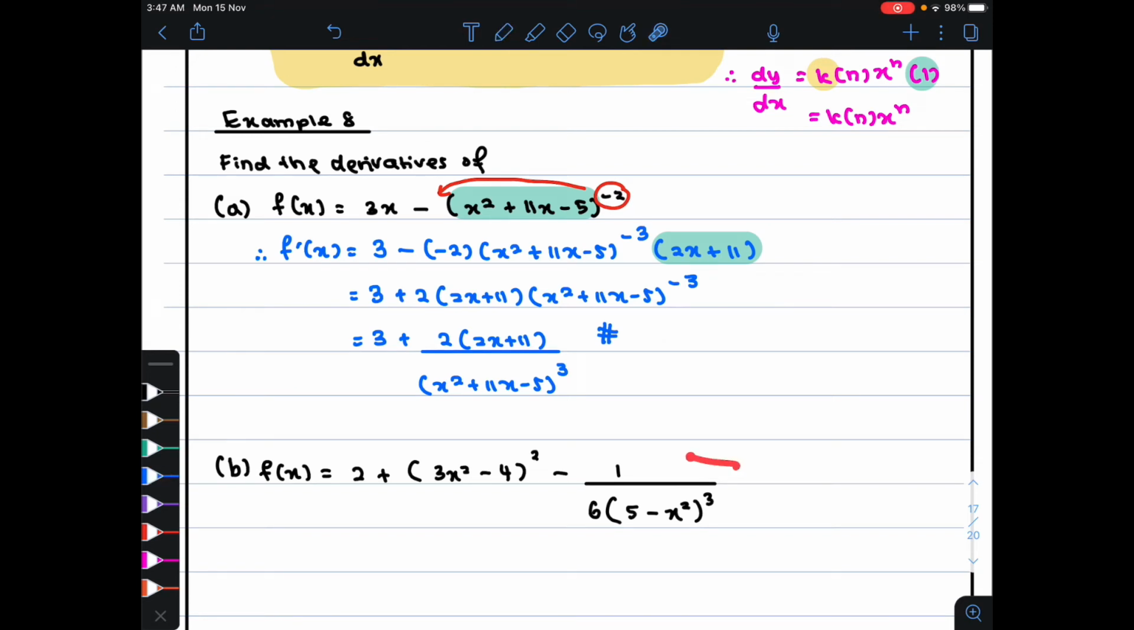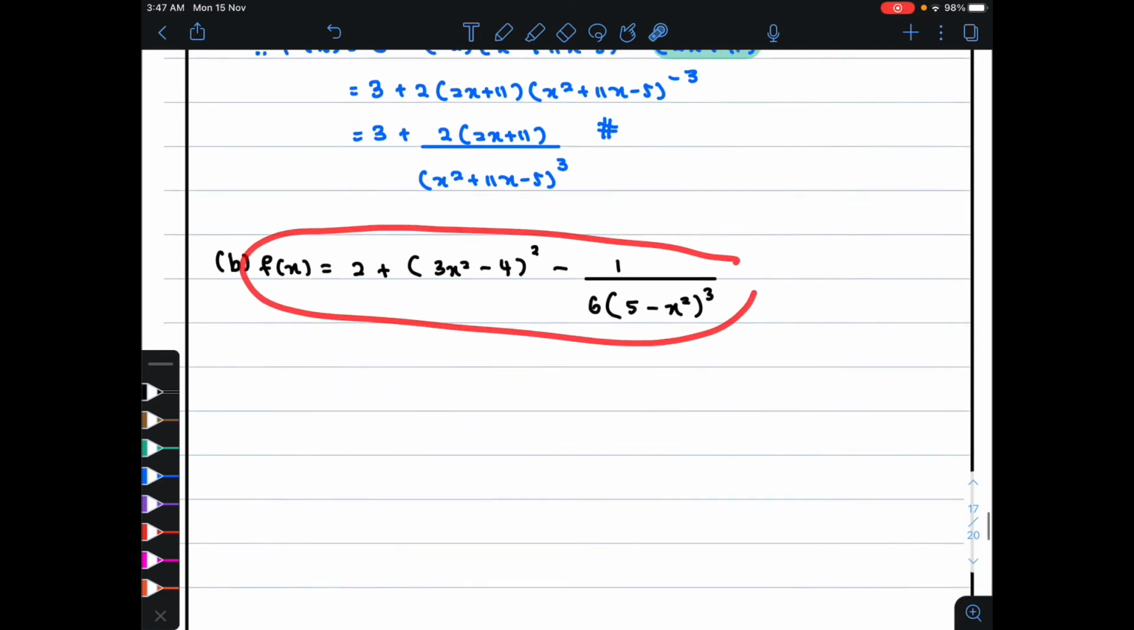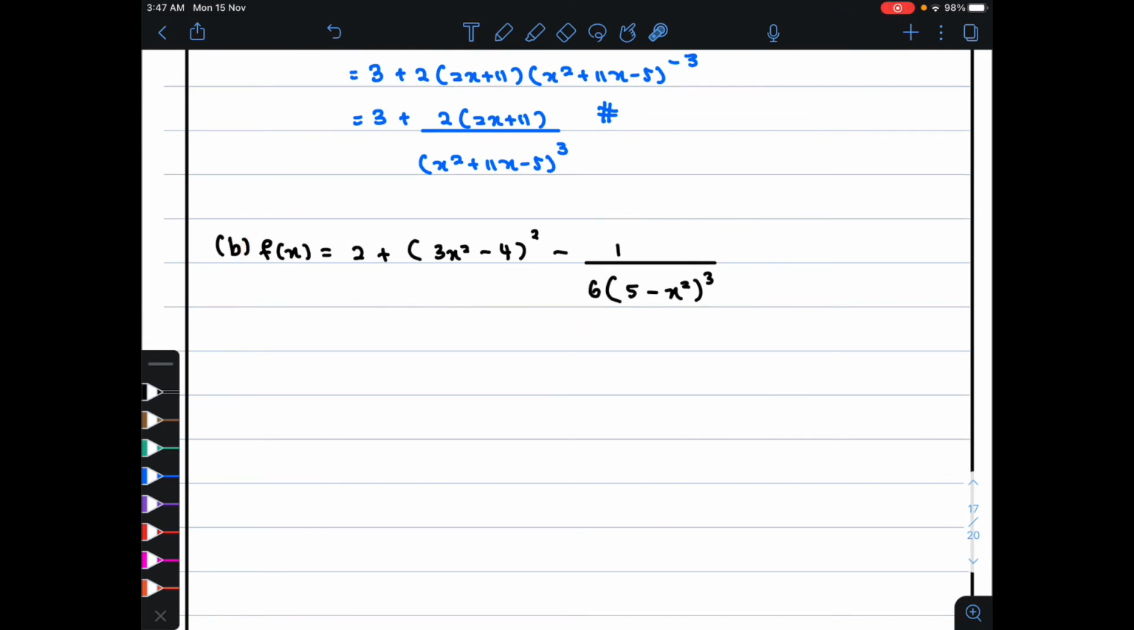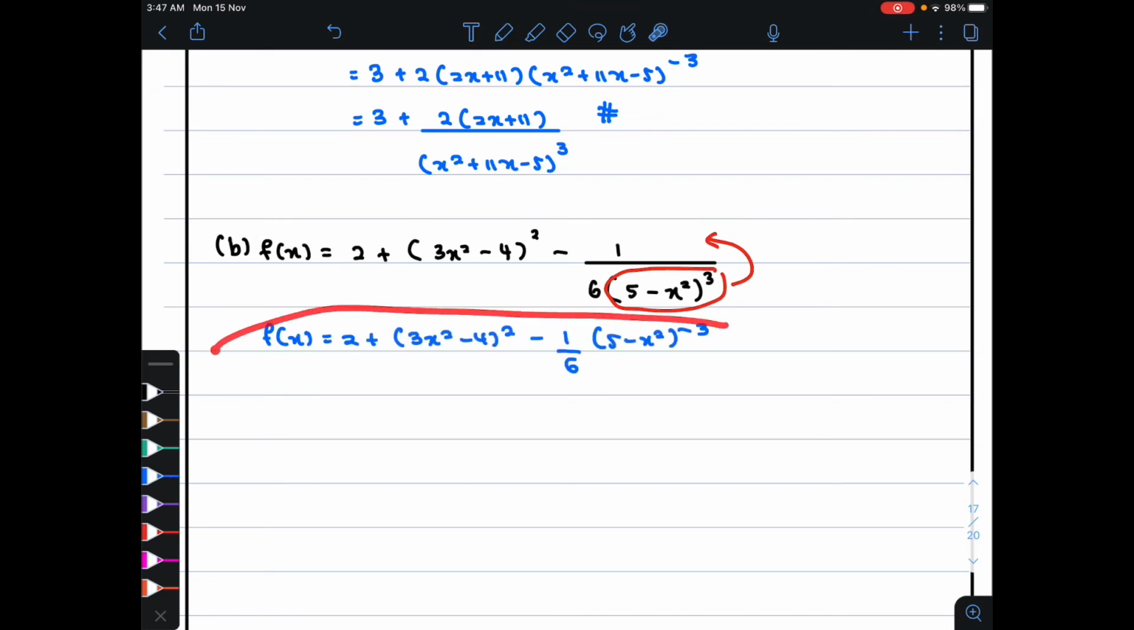For question B, we have this function. Before we differentiate, you can see that here we have something in the denominator. So let's bring this to the numerator. So this is still f(x). Now let's differentiate everything. Differentiate 2 and you'll get 0. The constant is 1, so it's just 1.